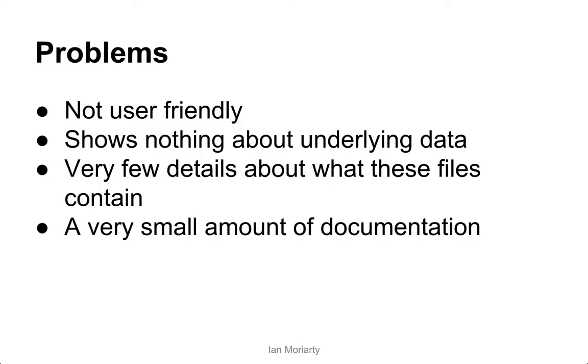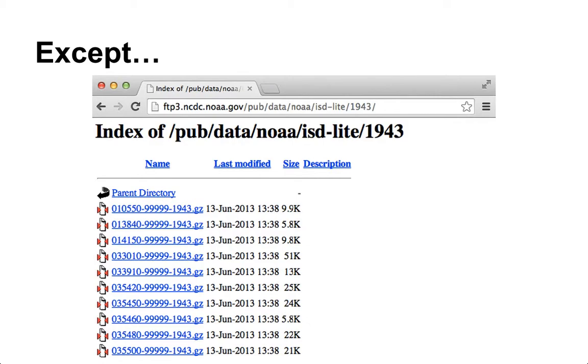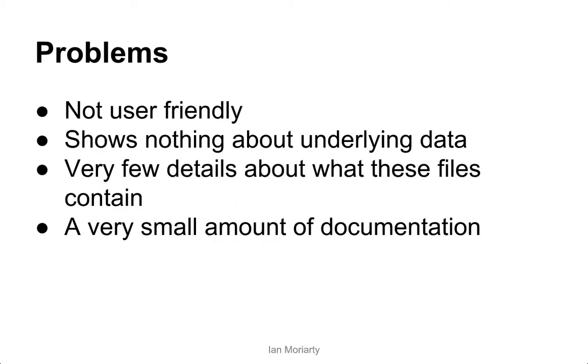So yeah, some of the problems with what we just saw is, like I just mentioned, it's not user-friendly. It shows nothing about the underlying data that the user is about to see and what it actually means to them. There's very few details about what these files contain. I mean, this directory listing almost looks like random data. It's not, but we'll get into that in a second. And there actually is very little documentation on what this data asset contains. There's a few text documents, but it's not a very well documented data set.